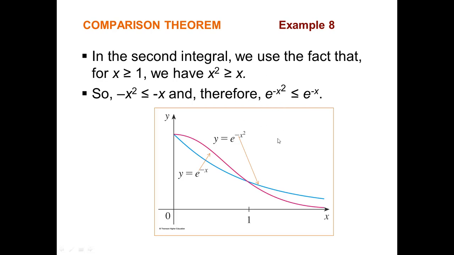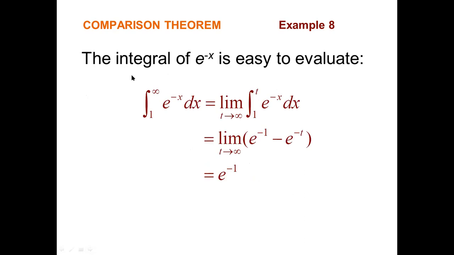So if you're going to graph the two functions, the upper curve, the fuchsia pink curve, is your e raised to negative x. It's greater than the blue curve, which is e raised to negative x squared. Now, since we want to use the comparison theorem, and we know that e raised to negative x, the fuchsia pink curve, is greater than e raised to negative x squared, we may use this one. The integral of e raised to negative x is easy to evaluate.